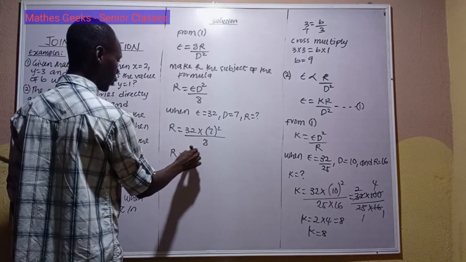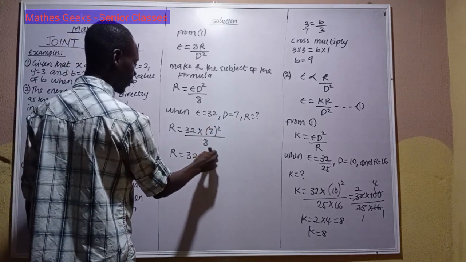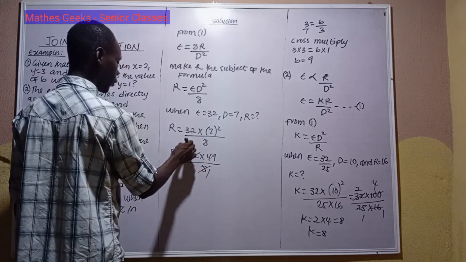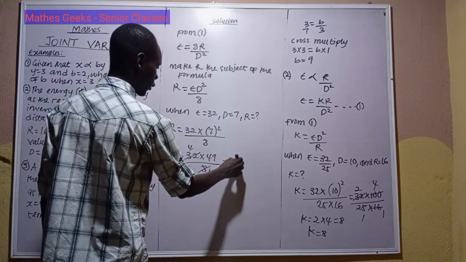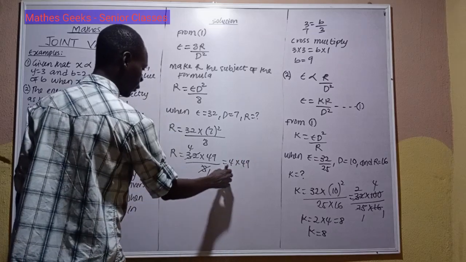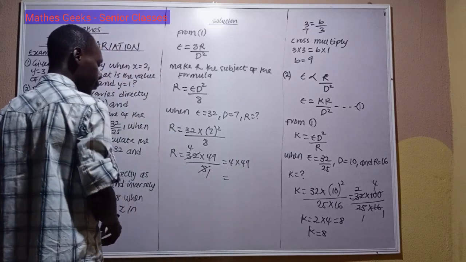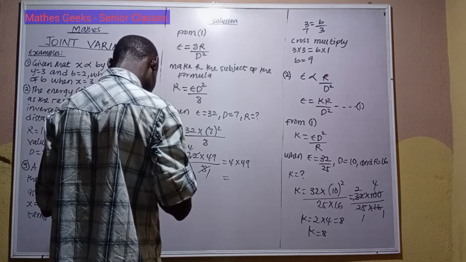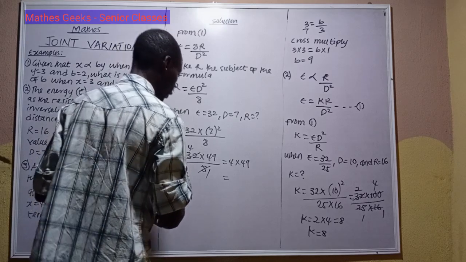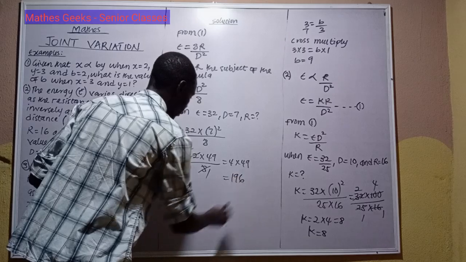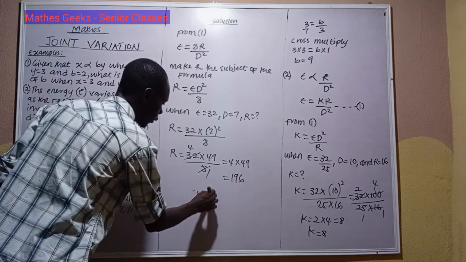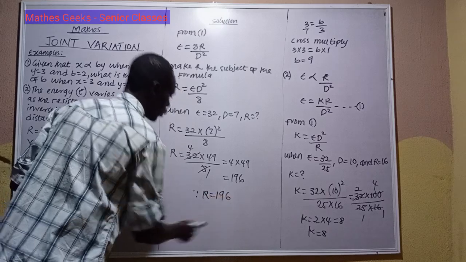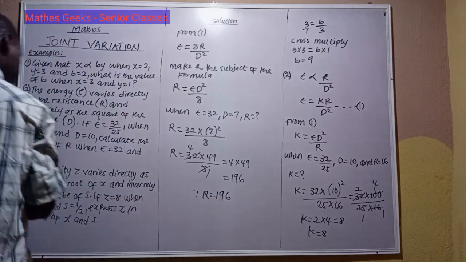R is equal to 32 times 7 times 7, 49, over 8. 8 goes into 32 four times. So 4 times 49, this is 196. So therefore R is equal to 196.